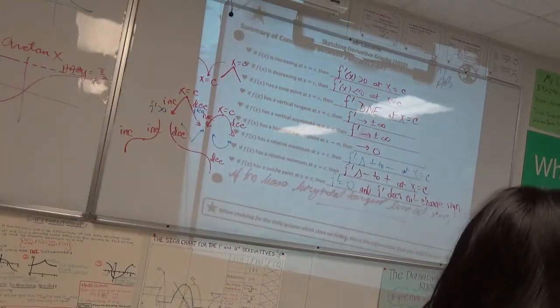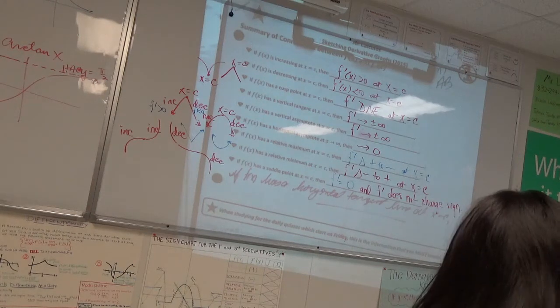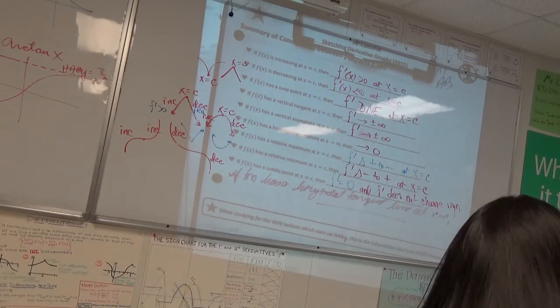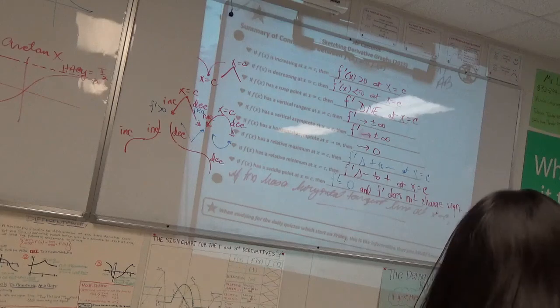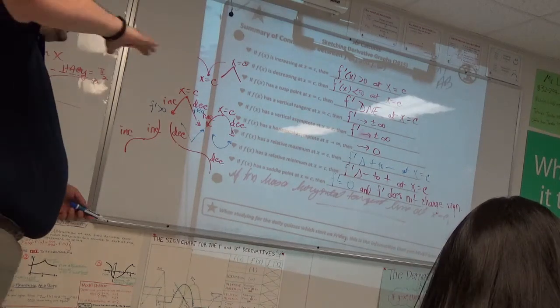Last one, horizontal tangent line. Show me horizontal tangent line one more time. Horizontal tangent line looks like that. What do we know about the derivative? If you have a horizontal tangent line, Juan, what do you know?